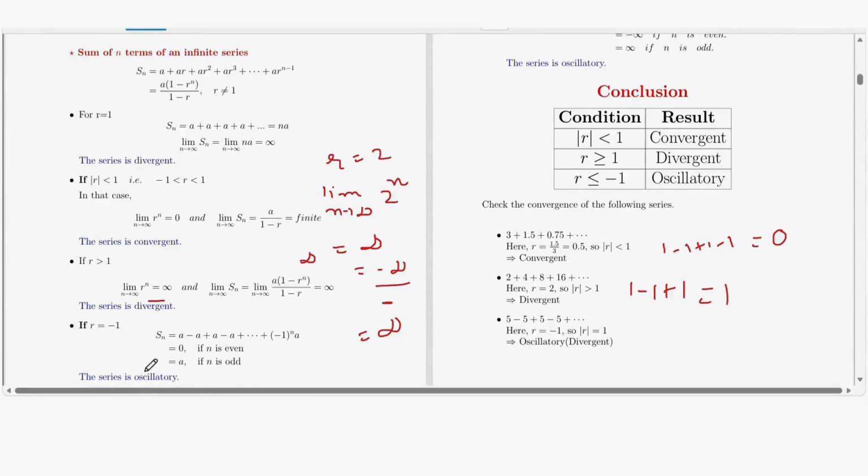Now apply the limit n tends to infinity on Sn. So our answer is what? Either 0 or a. So here we get more than one finite answer. So what do we conclude? The series is an oscillatory series, and an oscillatory series means this series is again a divergent series.